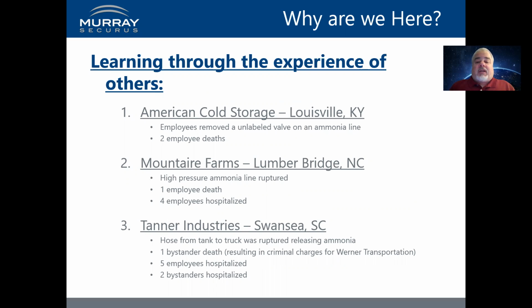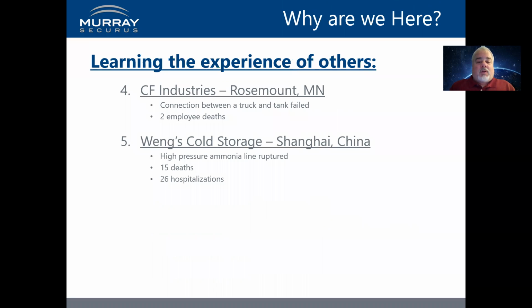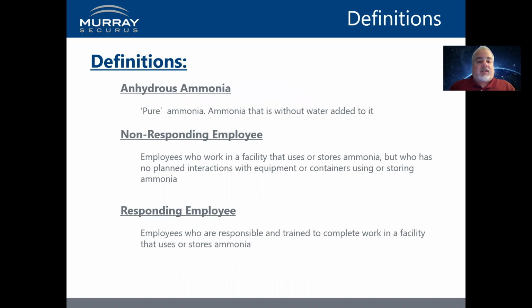So there are lots of accidents that have happened. These are just a couple of examples that caused death and injury. And it's important to learn from mistakes that have happened. So in one case, 15 deaths in the Shanghai incident.